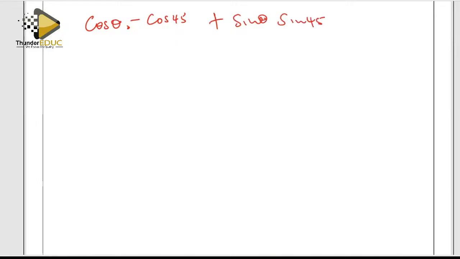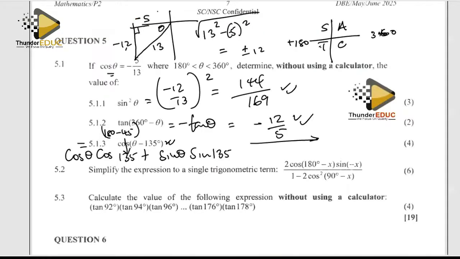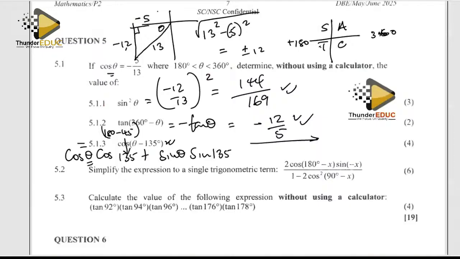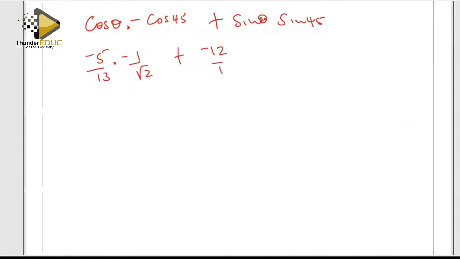We know that the cos of 45 is 1/√2. Is that correct? It's 1/√2. Our cos theta is -5/13. We're multiplying it by the -1/√2, plus the sine, which is opposite over hypotenuse, -12/13, multiplying it by 1/√2. Simplify this, that's going to be 5/13√2.